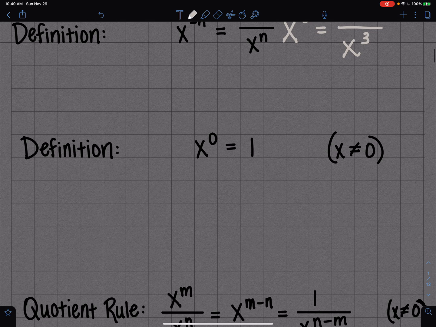Here's one more definition. x to the 0 is equal to 1. This is my favorite one because when you see anything raised to the 0 power, you can just basically cross it out. It's a 1. Unless it's at the end, like if you've got x to the m plus x to the 0, then you can't cross it out because you've got a plus 1 on the end, right? But if it's mixed in there, you can just cross that out, right?